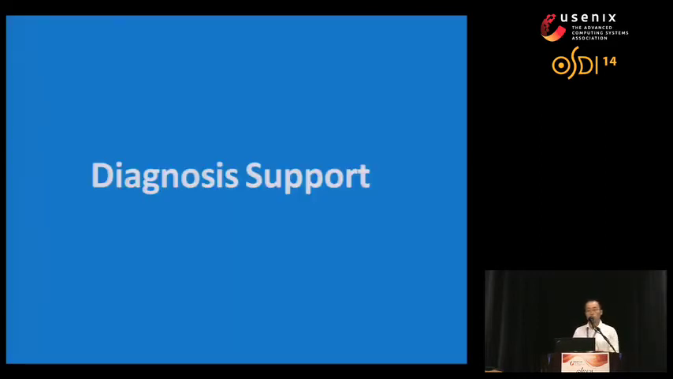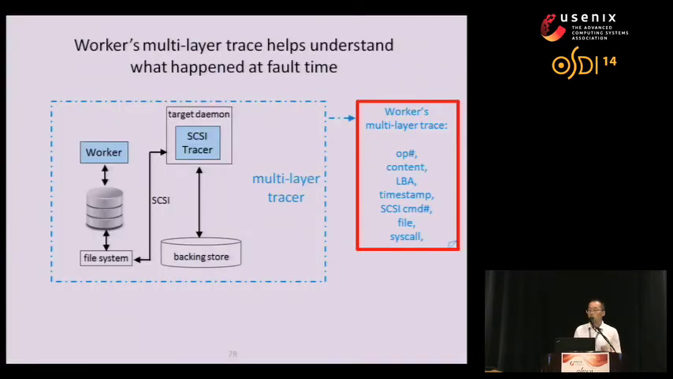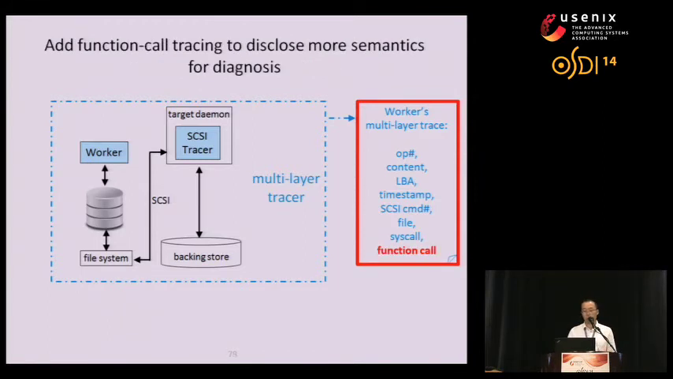Besides predicting the special fault points, another challenge is how to diagnose the problem so that we know what happened and how to fix it. The worker's multilayer trace discussed earlier already gives us detailed context information around the fault time. In addition, we add function call tracing to disclose more semantics of the database. So now our multilayer trace covers everything from the application level semantics to the lowest level of block transfer operations below SCSI commands.